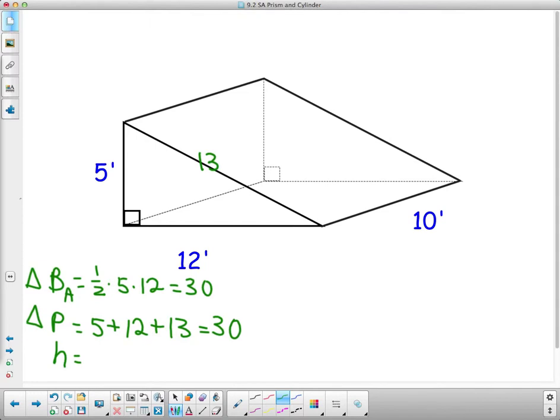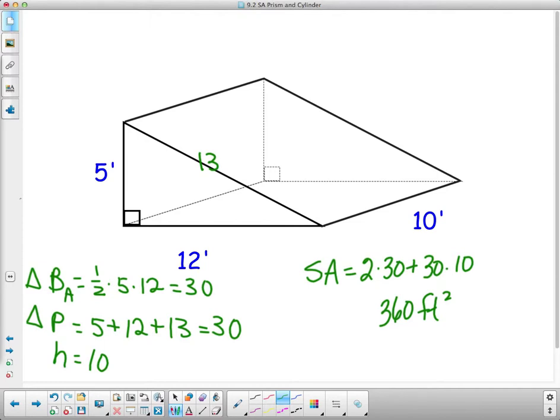What's the height of the prism? How far from that triangle to the other triangle? 10. It's not the 5. Surface area. 2 base areas, 60, plus the perimeter times the height. 360. That would be square feet. Question on that one?